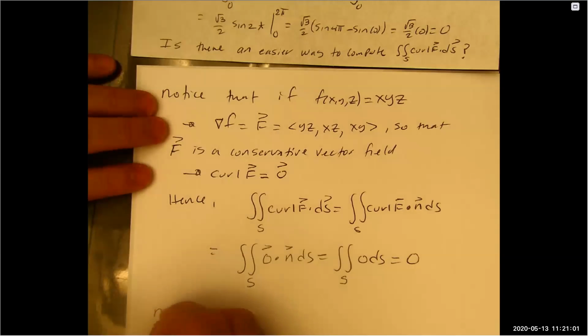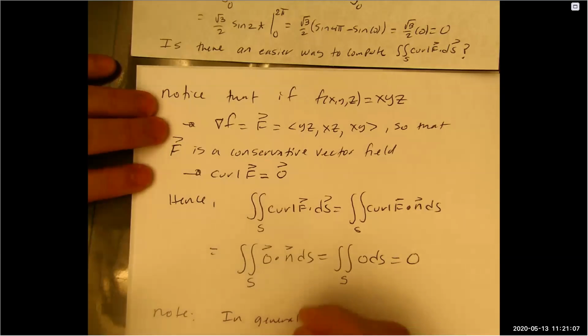And so one thing to note, in general, if F is a conservative vector field, then the curl of F is always going to be equal to the zero vector, so that the surface integral of the curl of F dS is always going to be equal to 0.